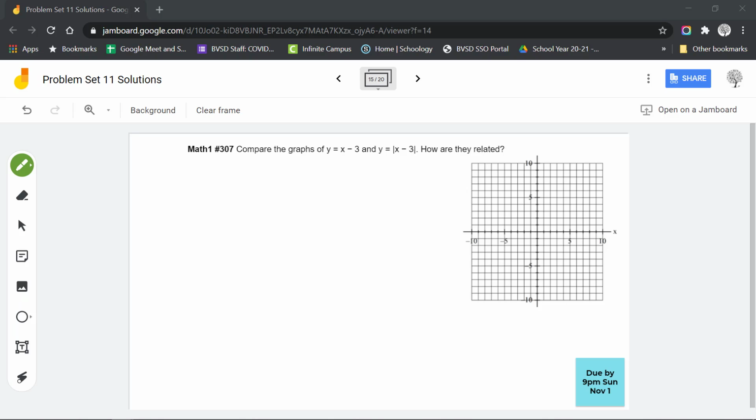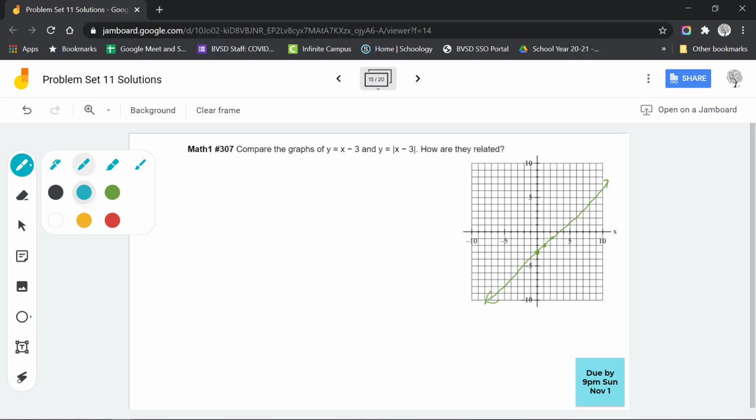For these two graphs, y equals x minus 3 has a y-intercept of negative 3, and then a slope of 1. So it's going to look like a line mostly like this, right? And then y equals the absolute value of x minus 3 moves to the right 3. And so the graphs kind of match up for one part. For this part, the graphs match, right?